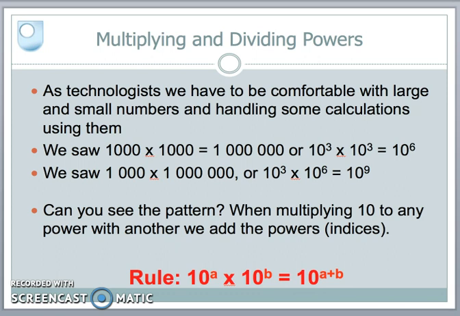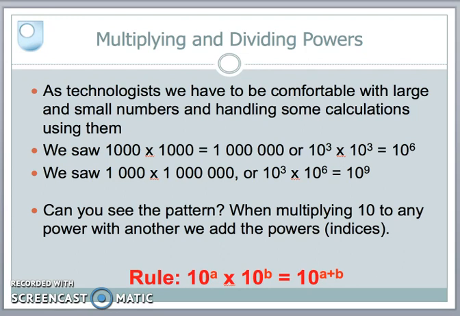In the tutorial on large numbers, we looked at 1,000 times 1,000, which made a million, and we saw that this could be represented as 10 to the power of 3 times 10 to the power of 3, giving us 10 to the power of 6. Remember, the 6 is showing that there are a million represented by 1 followed by 6 zeros.